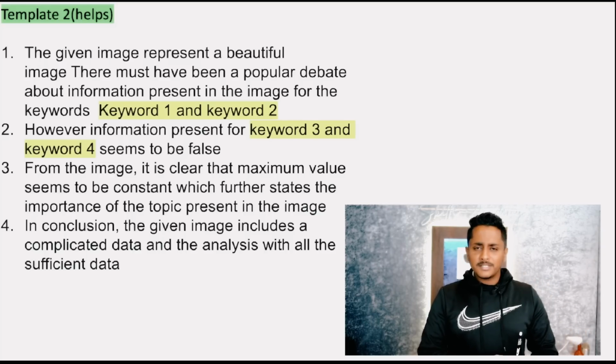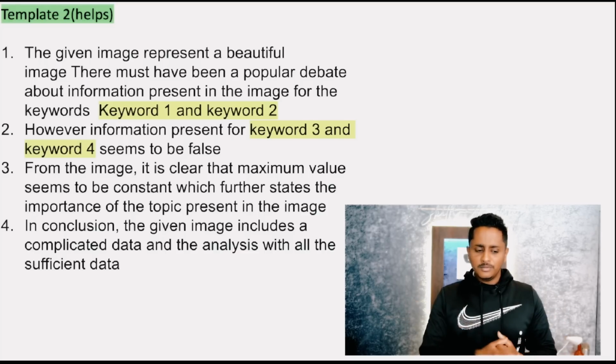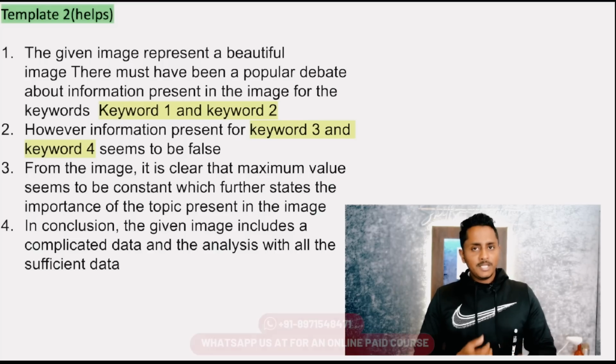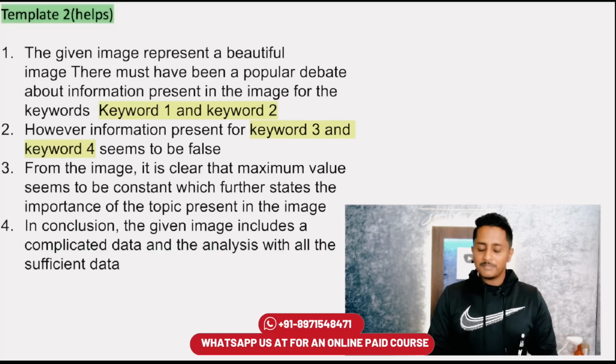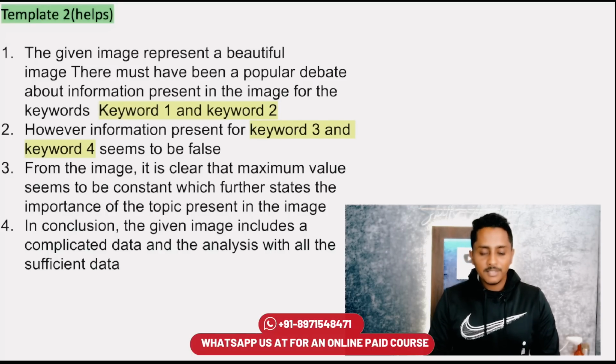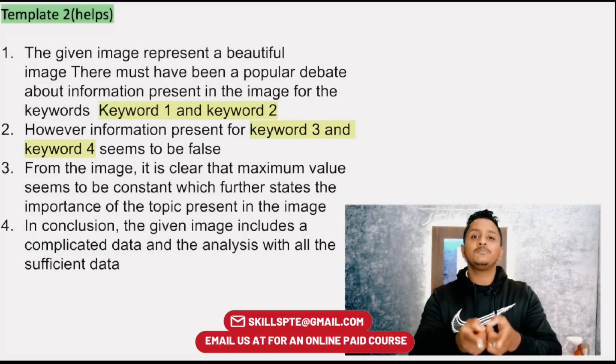The given image represents a beautiful image. There must have been a popular debate about the information present in the image for the keywords, keyword 1 and keyword 2. However, information present for keyword 3 and keyword 4 seems to be false. From the image, it is clear that maximum value seems to be constant, which further states the importance of the topic present in the image. In conclusion, the given image includes a complicated data and analysis. In this way, you have to speak.